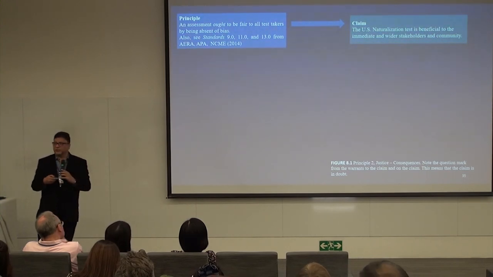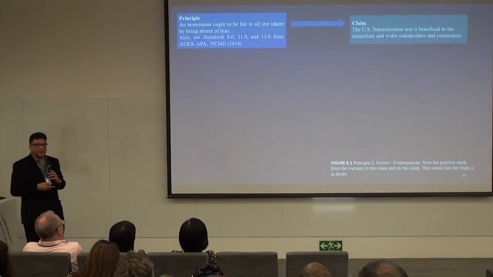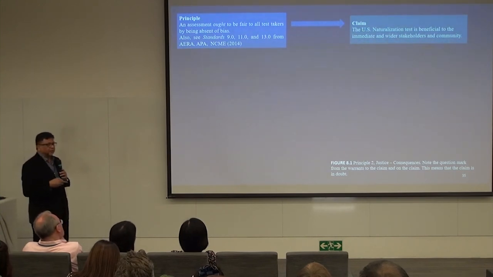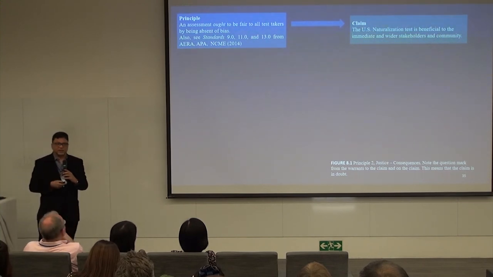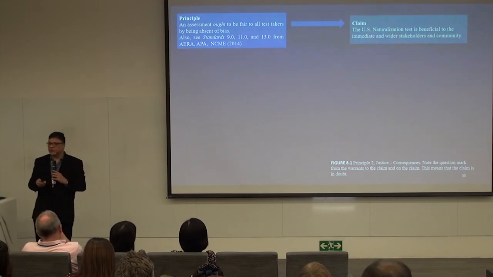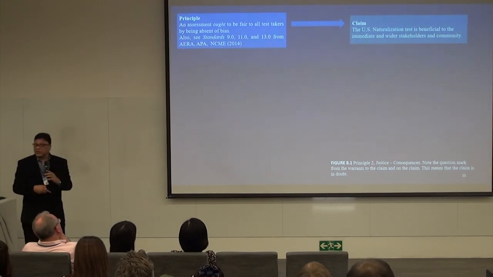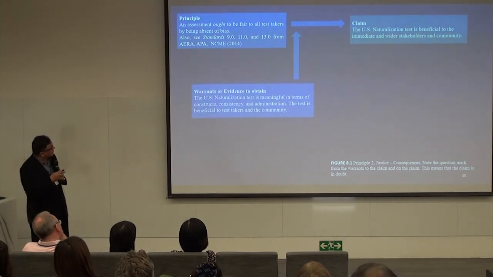If you've already immigrated and if you've lived in the United States for 5 years, you can be naturalized. But in order to be a naturalized citizen, you have to take two tests, a test of English and a test of history and civics, or history and government. And I'm focusing on the English part. So the claim is that the test is beneficial.